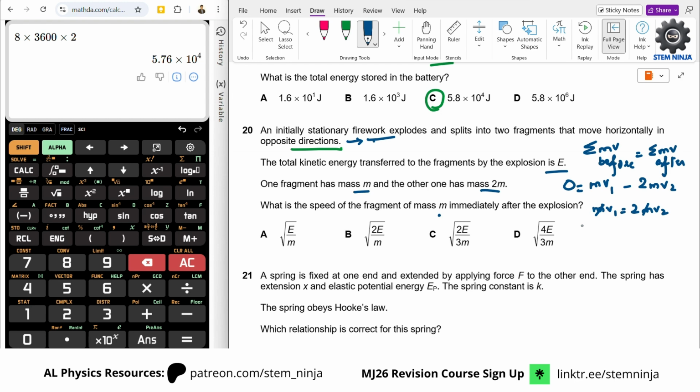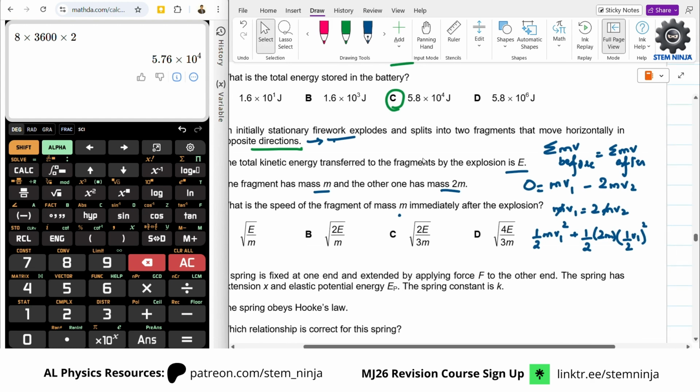So the total kinetic energy transferred to the fragments by the explosion. Total kinetic energy of these: half mv1 squared plus half 2m, and v2 is half of v1, squared, and this is equal to E.